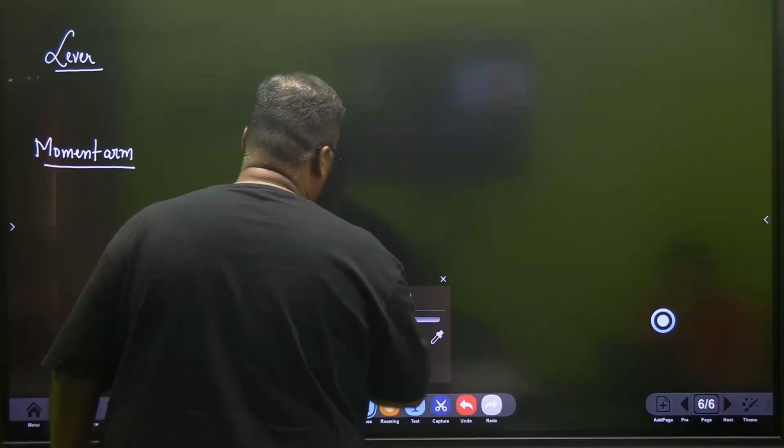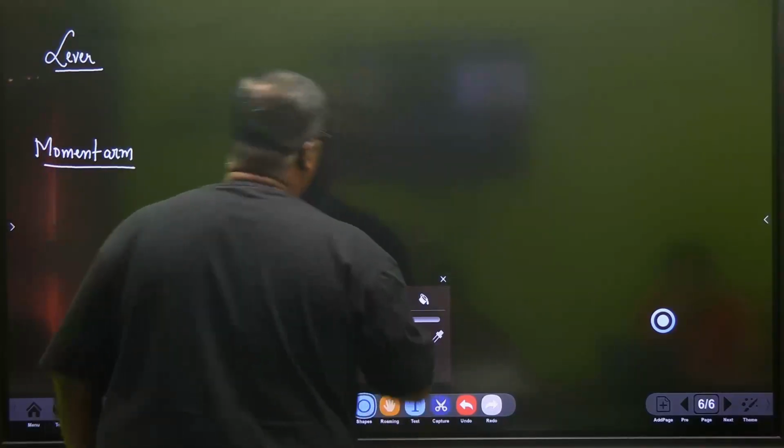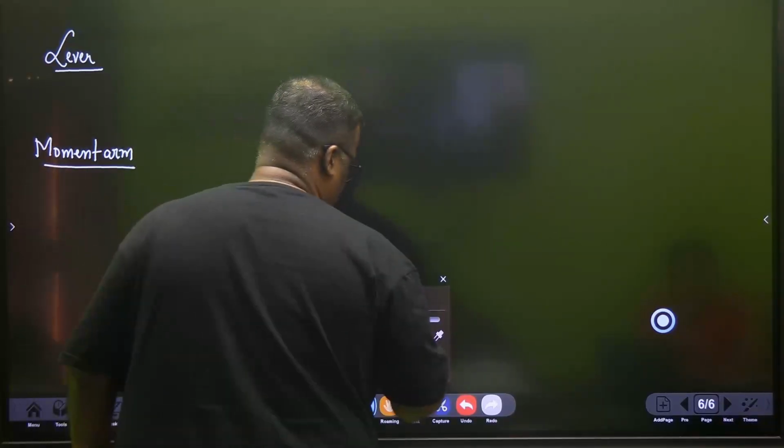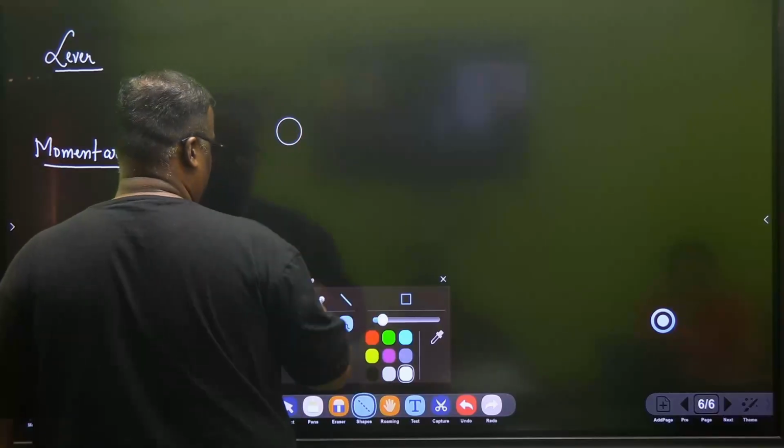To understand a moment arm, let me make one diagram, so it will make it easier for you to understand. Okay, so let's say I have my axis.